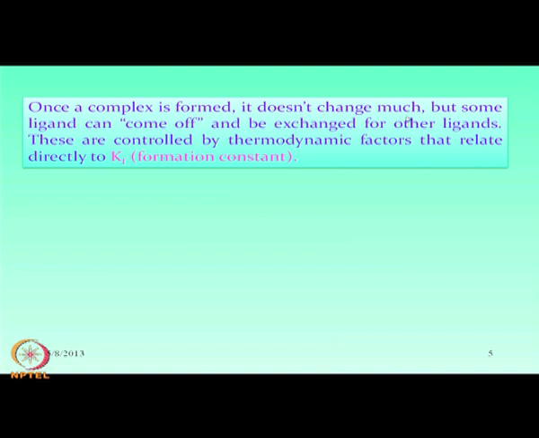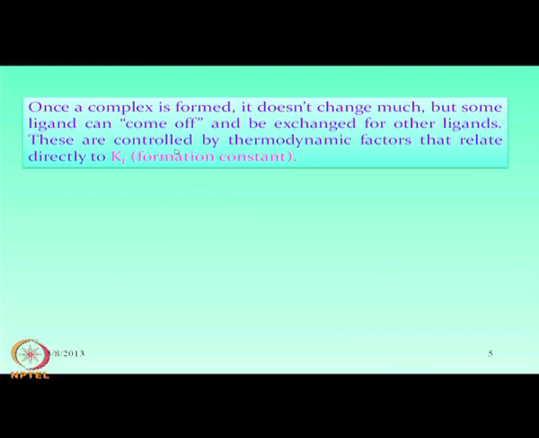It does not change much, but some of the ligand can come off or be exchanged for other ligands. So, we see that there is a ligand exchange reaction, because typically when we go for some reactions like that of the corresponding water bound metal ion with some replacement with, say, ammonia molecule, we find that water ligands, that means the aqua ligands, are substituted by the amine ligands.